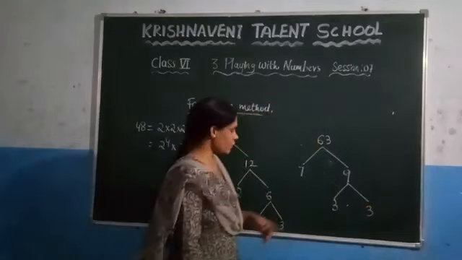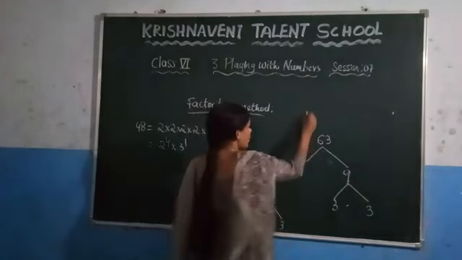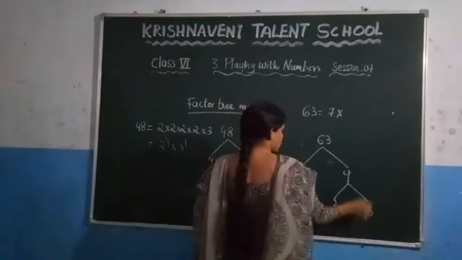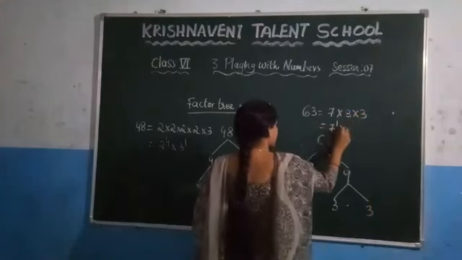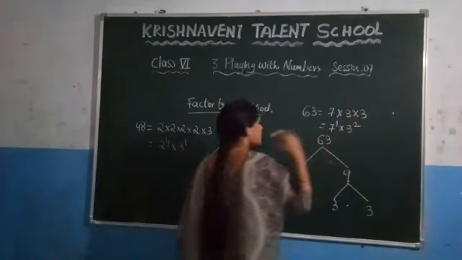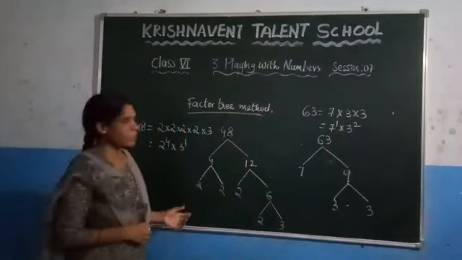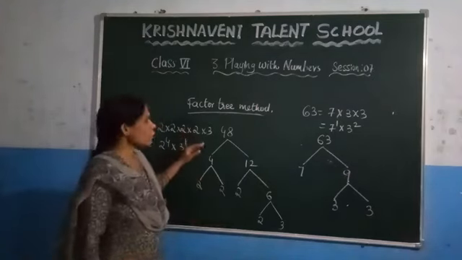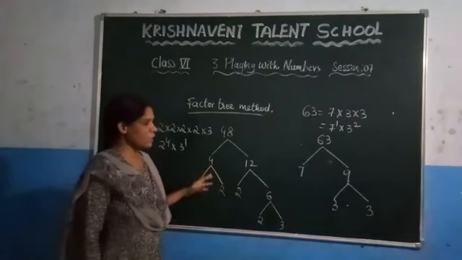Now you can observe that we got all the numbers as prime numbers. So how do you write 63? You can write it as 7 into 3 into 3, which is nothing but 7 power 1 into how many times 3 is repeating here? 2 times. Like this, if you are given any number and want to write it as a product of prime factors, you can follow either of these two methods, which are the division method and the factor tree method.